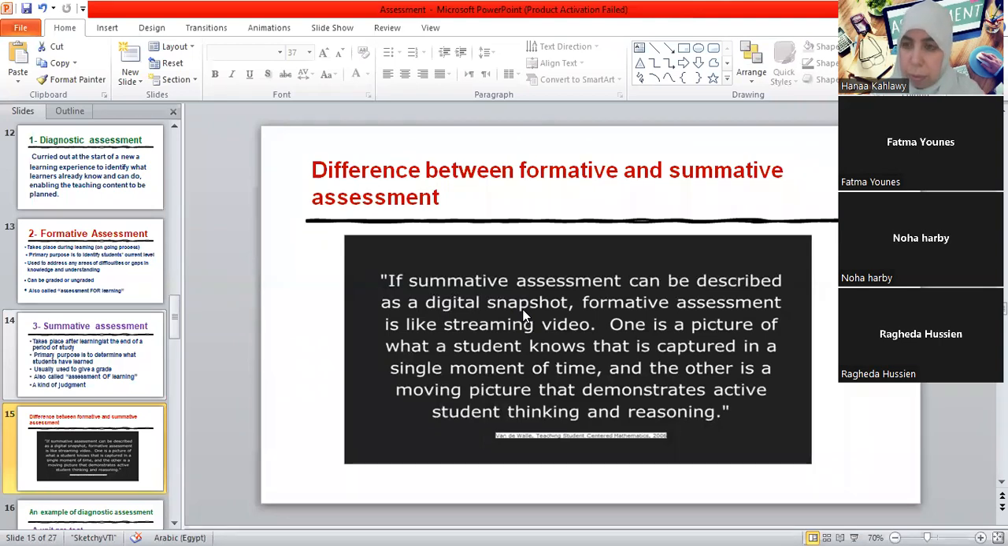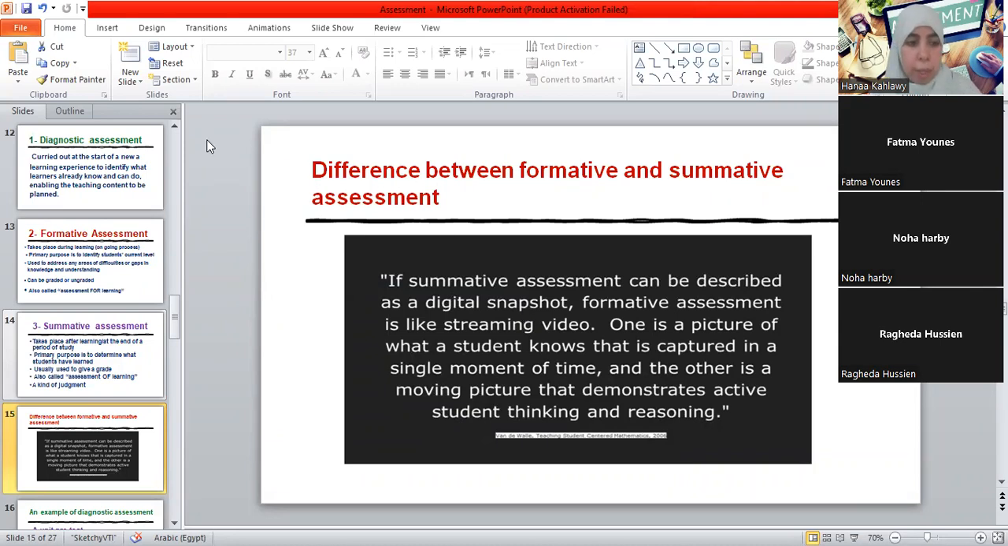And the observations happen while the formative assessment is going on. Exactly. Yeah, that's right. Yes, exactly. Yes, that's the point. Okay. So this is the difference between formative and summative.